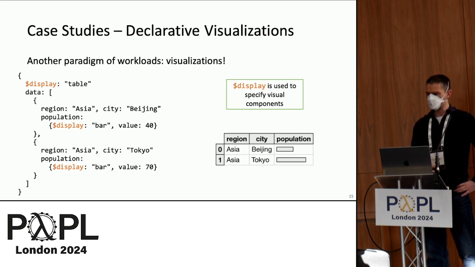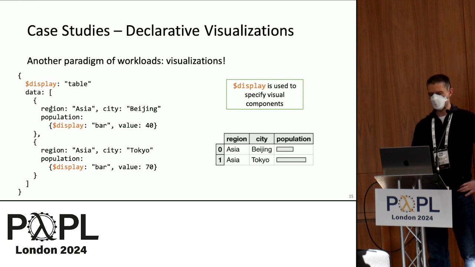So we have some simple facilities where we can include a display key in our result and say, I want this object to be displayed as a table, and then I provide the data for that. And for each field, I can also say that for this particular field, I want it presented not just as text, but as a bar graph. So if I say I want to have the population presented as bars here, then I get this kind of table here at the right.